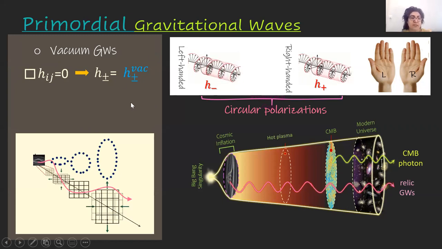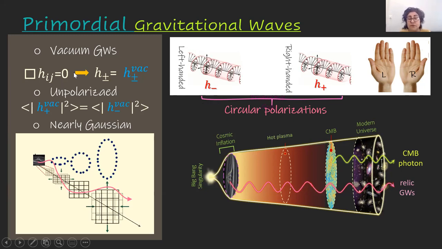In fact, you can decompose it in terms of h plus and h minus, which are its two different helicity states or polarization states. And this is basically the left-handed polarization of gravitational waves. And since they don't have any source and are just generated by the vacuum, they are unpolarized. So the left- and right-handed, or plus and minus, helicity states have the same size. And they are merely Gaussian because they're just vacuum gravitational waves.